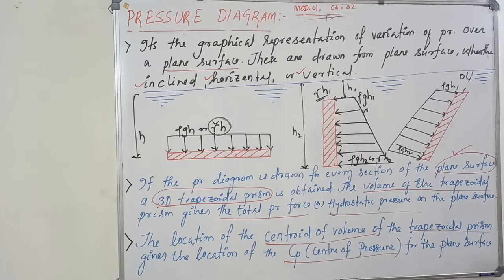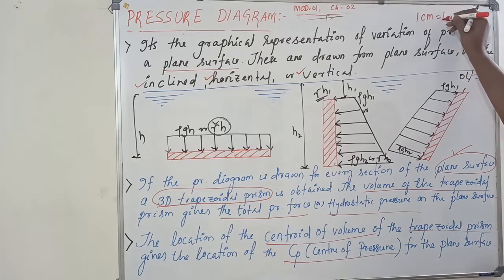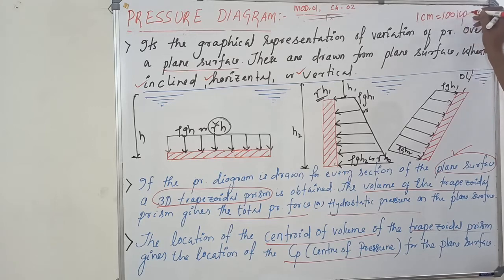Ask any doubts if you have. If you draw that in a graph, then normally 1 centimeter represents 100 kilopascal. Normally 1 centimeter will represent how much? 100 kilopascal.